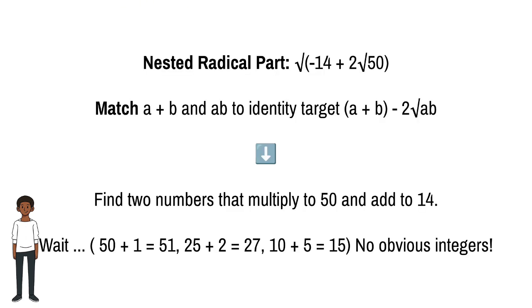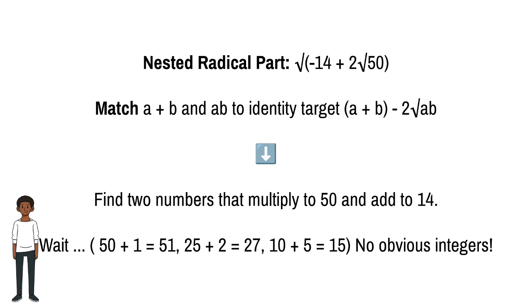Step 4. We're trying to solve the matching puzzle for the square root of negative 14 plus 2 roots of 50. We need two numbers, a and b, that add up to 14 and multiply to 50. This sign is positive because 5 roots of 2 is approximately 7.07, which is larger than 7. Since the difference is positive, our nested radical simplified structure should look like the square root of a minus the square root of b, where the square root of a is bigger than the square root of b.